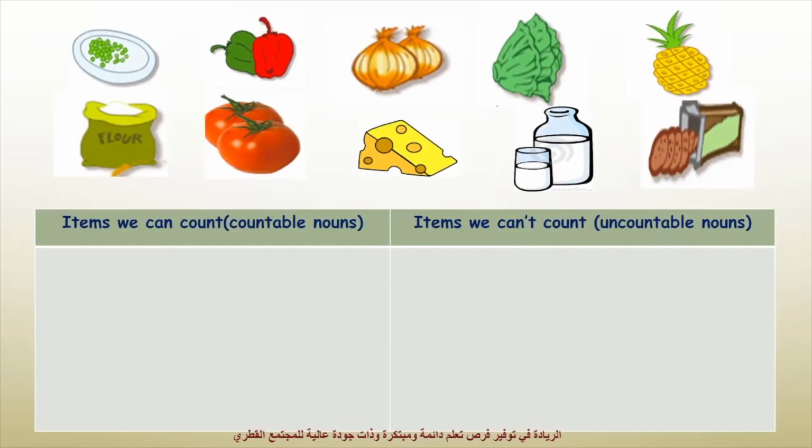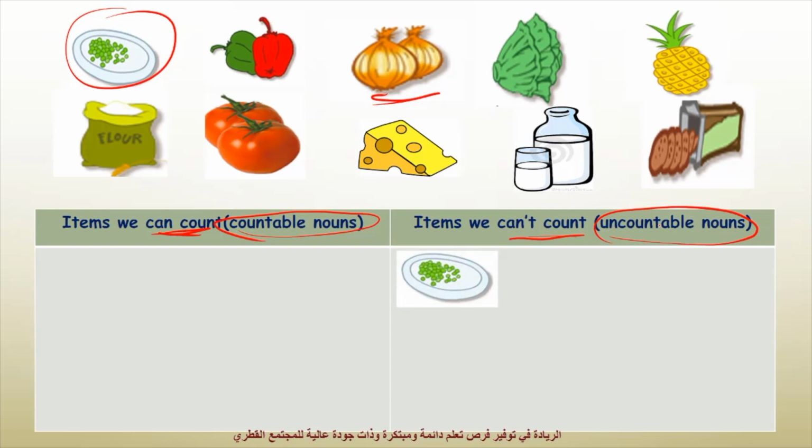The same types of food, I'm going to sort them into two types. The first one, items we can count, you can call it countable nouns, and the other one is items we can't count, and we can call it uncountable nouns. Let's start. What about the peas? Where can I put it? Can I put it in the countable? Yes, in the uncountable nouns because I can't count them.